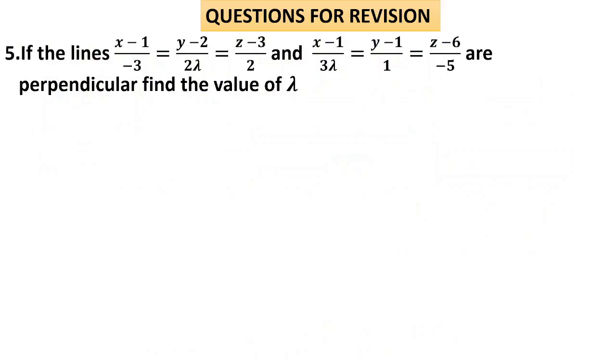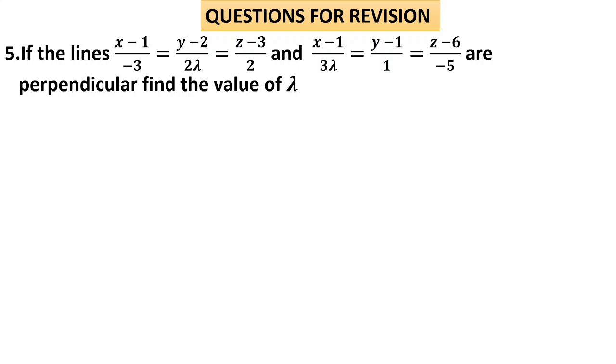Good. Now let us go to question number 5. Two lines are given perpendicular, find the value of lambda. This type of question is very common. But before you start the question, be careful whether the given lines are in standard form. Perfect. First line is x minus 1 by minus 3, y minus 2 by 2 lambda, z minus 3 by 2. Second line x minus 1 by 3 lambda, y minus 1 upon 1, z minus 6 by minus 5. Perfect. Therefore, no need to worry.